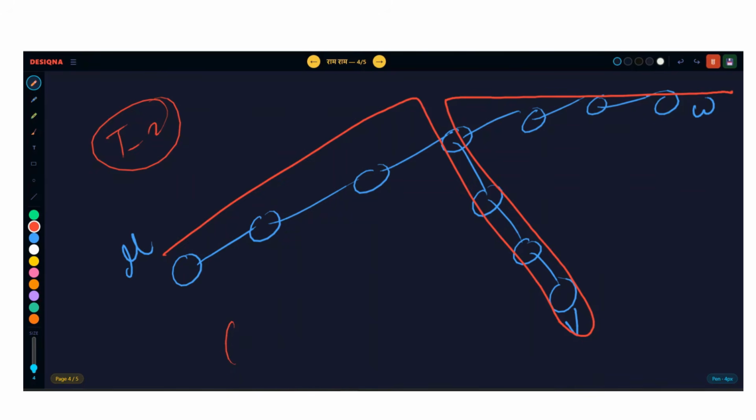Type 2 path में हमेशा T shape आएगा. Okay, clear? So great going.